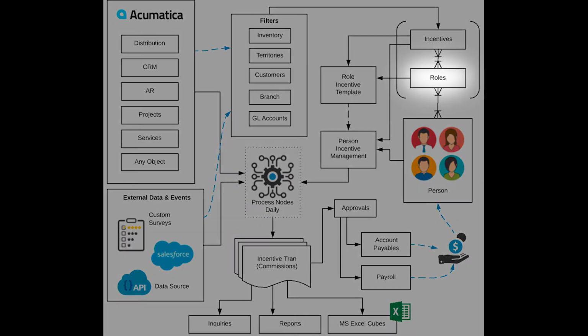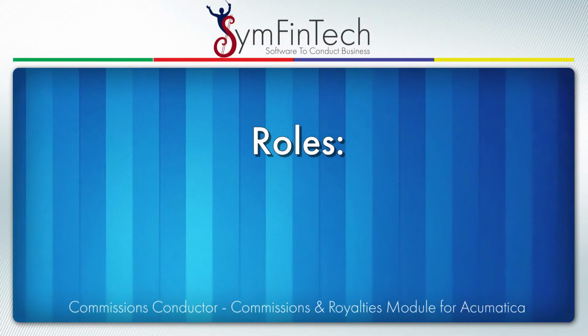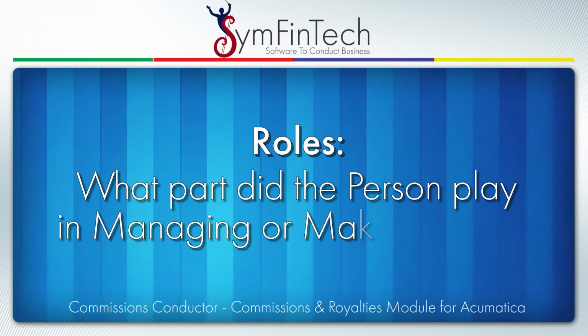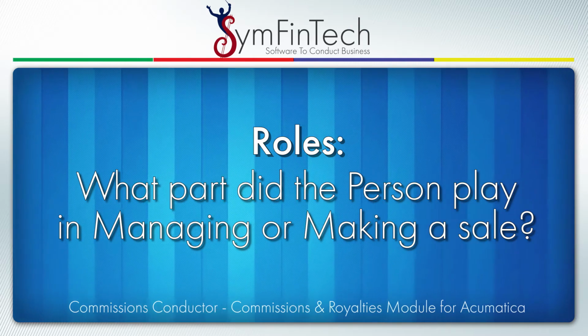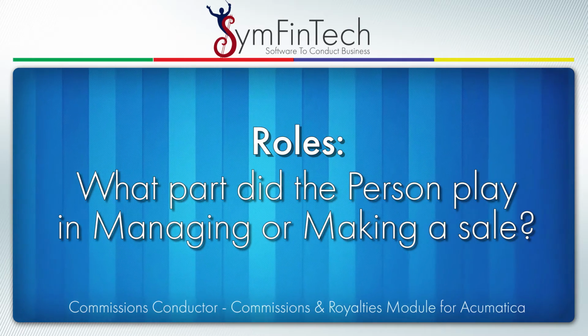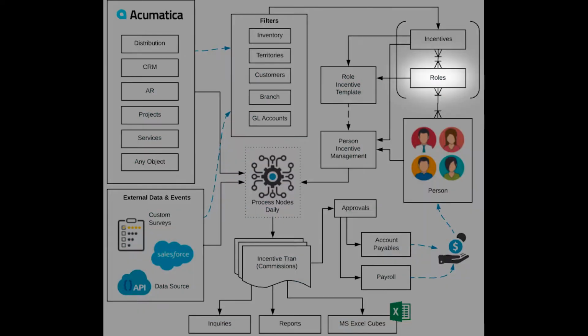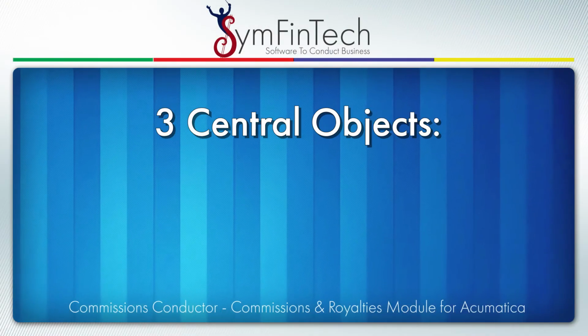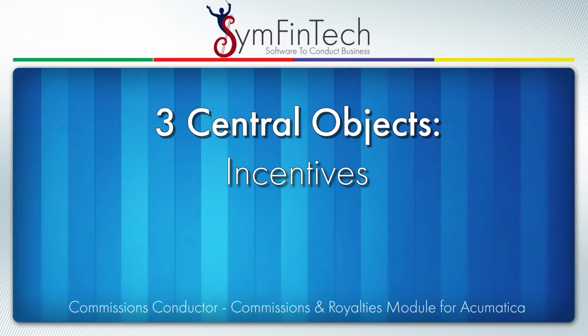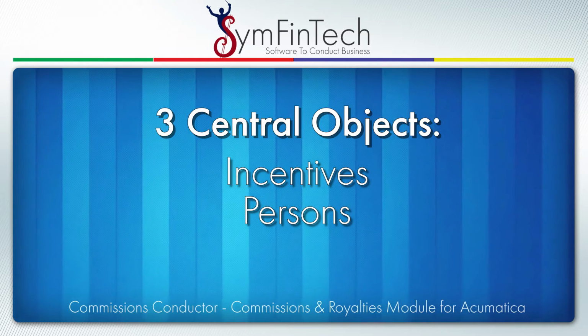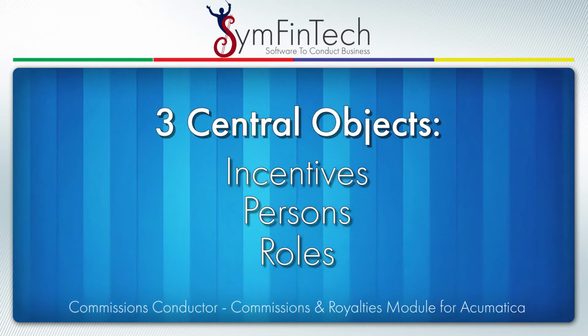And third, we have the role. Each person plays a particular role in the process. And the question is, what is the role that they play? The role defines the various parts that a person plays relative to an incentive. So these are the three major conceptual objects in the Commission Conductor system. We have incentives, persons, and roles.